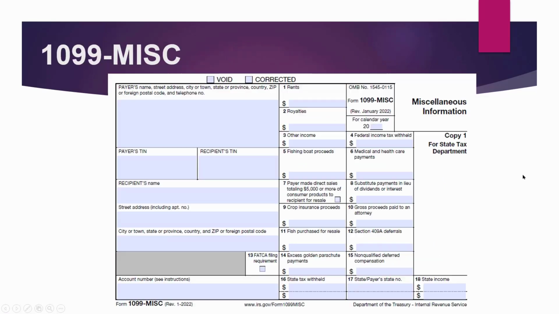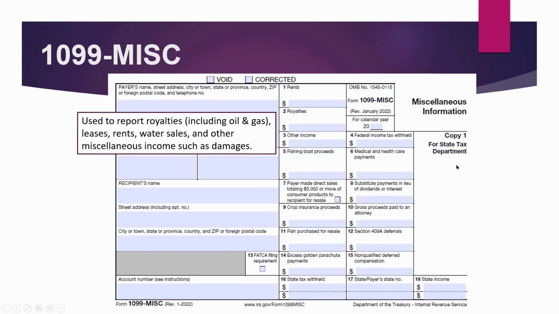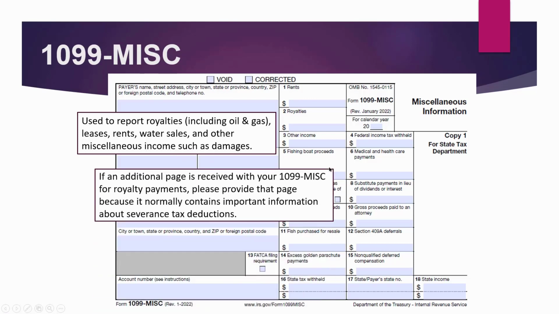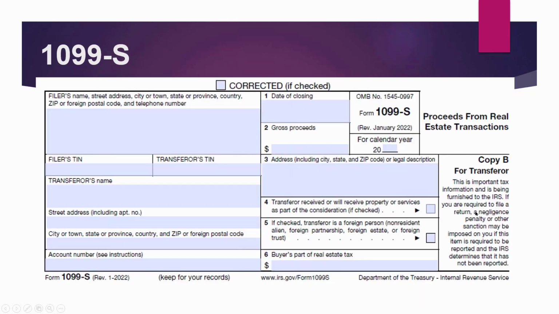All 1099s and 1098s. An example of a 1099 is a 1099-MISC. These are used to report royalties, including oil and gas leases, rents, water sales, and other miscellaneous income such as damages. If an additional page is received with your 1099-MISC for royalty payments, please provide that page because it normally contains important information about severance tax deductions.